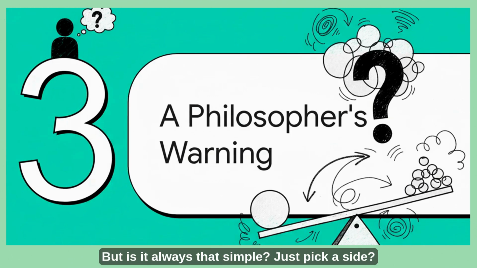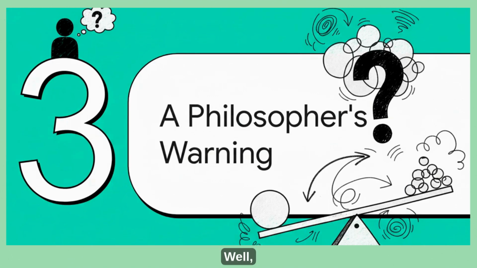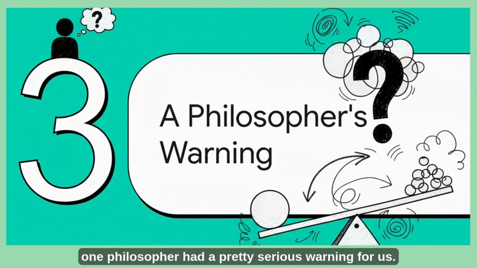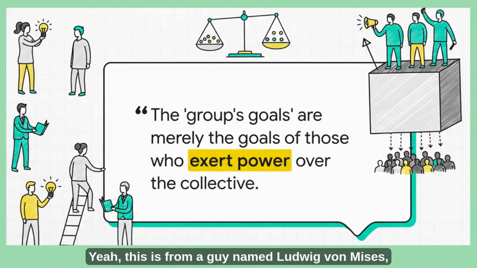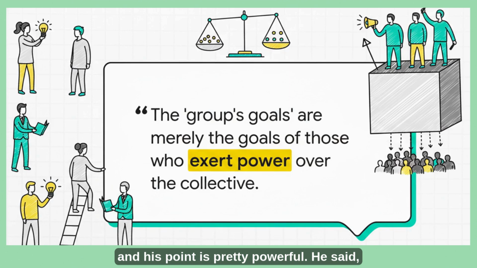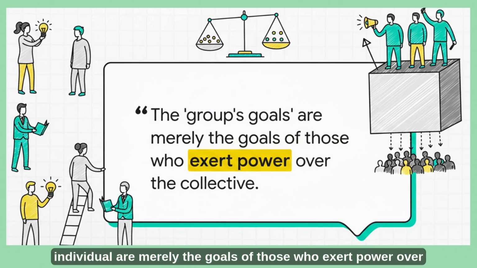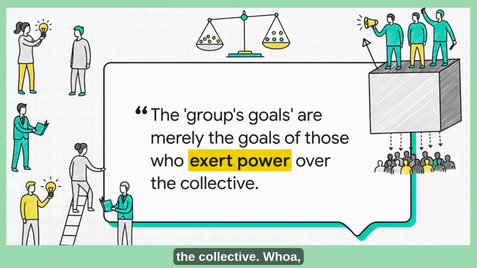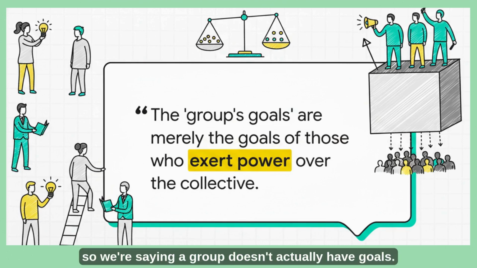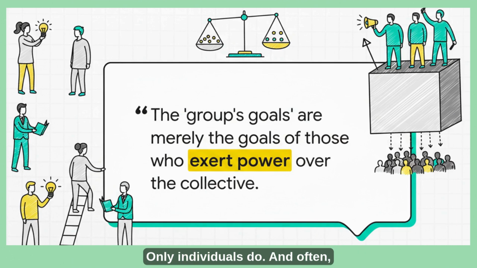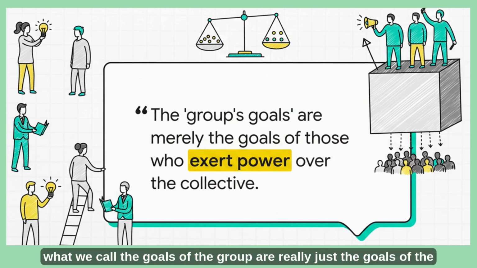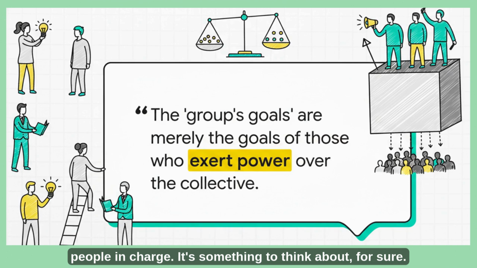But is it always that simple? Just pick a side? Well, one philosopher had a pretty serious warning for us. This is from a guy named Ludwig von Mises, and his point is pretty powerful. He said, the goals which are elevated over those of the individual are merely the goals of those who exert power over the collective. Whoa, so what he's saying is, a group doesn't actually have goals, only individuals do. And often, what we call the goals of the group are really just the goals of the people in charge. It's something to think about for sure.